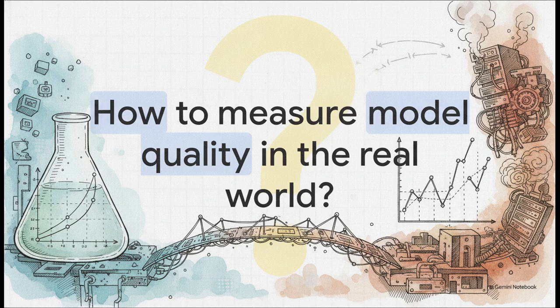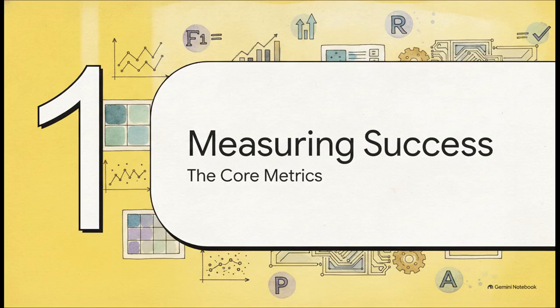How do you actually measure model quality in the real world? It's surprisingly easy to build a mathematical model that looks absolutely phenomenal in a highly controlled, totally artificial lab environment. But as IT professionals, we know the real test is production, right? How do we bridge that massive gap between a theoretical model and one that actually delivers reliable, continuous value in our messy, unpredictable enterprise environments? Section 1. Measuring Success, the Core Metrics.